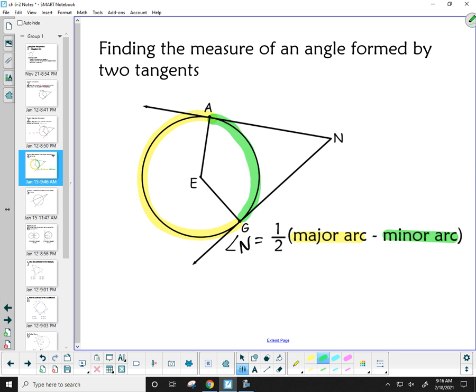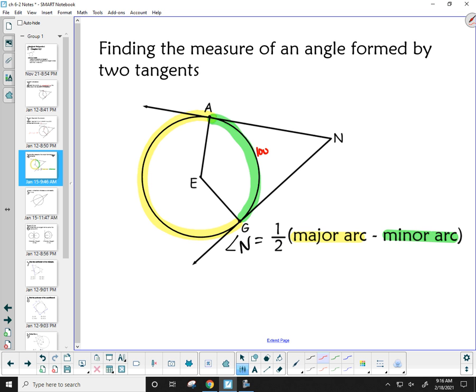But we can use this formula. This formula will always work, but there's sometimes a faster way. So for instance, let's say I know that this minor arc is, I'm going to make it easy, 100 degrees. Could I find the major arc? Yeah, because how many degrees are there all the way around? 360, and if I take away 100, I'd be left with 260, right? So we can follow this formula. We can do 1/2 of my major arc, which is 260 minus 100.